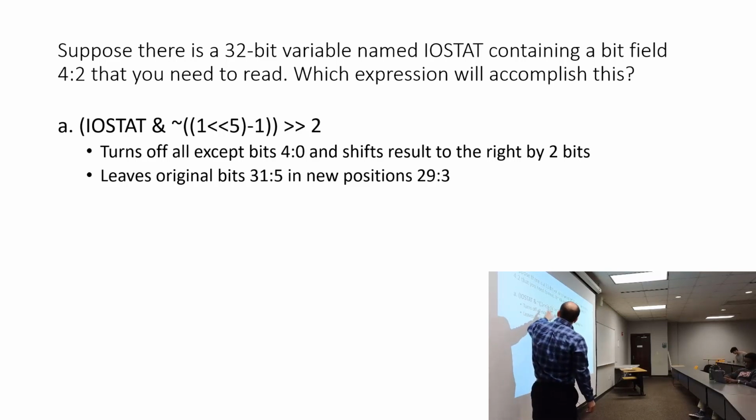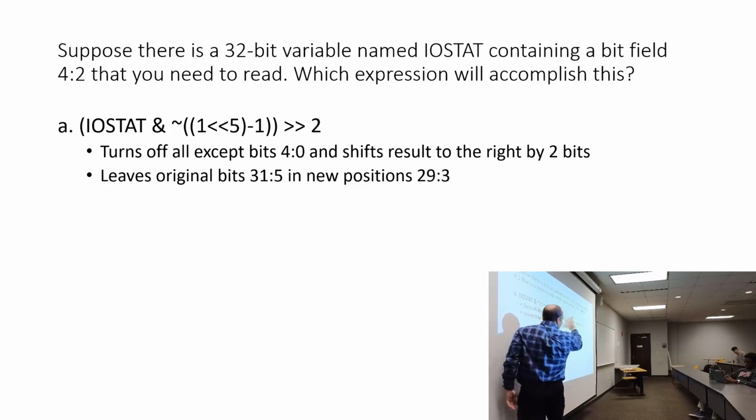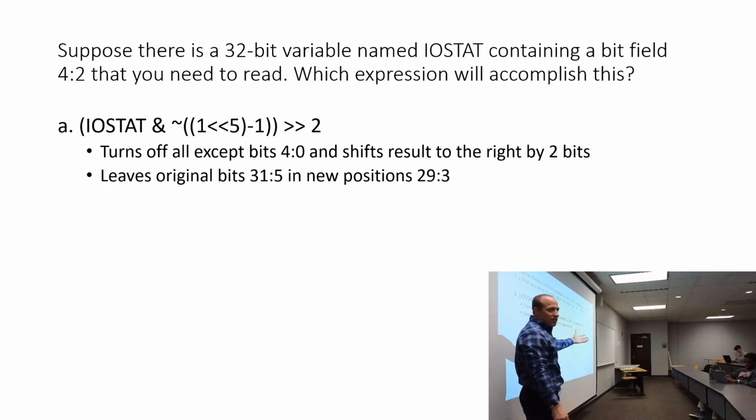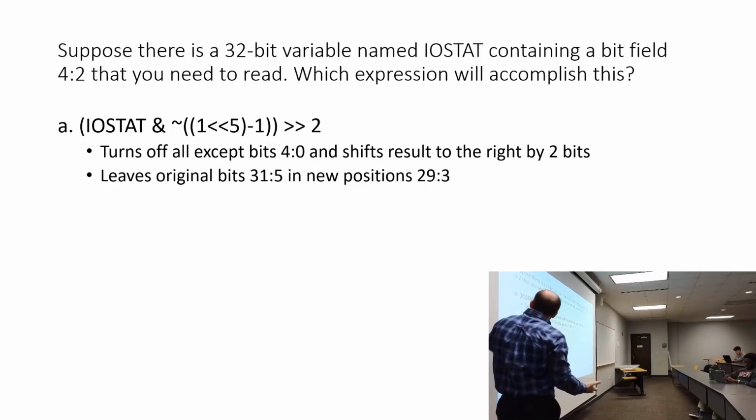So I think the question is what type the C compiler would associate with this sub-expression, if we're writing this in C, which is difficult to tell because they're all constants in there, right? There's no variables. If there was a variable in there, then you can assume that it would use the type of the variable, but there's no variable. So I'm guessing it would assume these are signed constants by default, and so it would end up doing an arithmetic shift. So what you'd end up with here is all 1s except for some 0s on the right-hand side, and instead of 5 0s, you'd get 3 0s because you'd shift 2 of those out. Anyway, the explanation I have here is turns off all except bits 4 down to 0, and then shifts the result to the right by 2 bits, leaves the original bits 31 down to 5, and positions 29 down to 3.